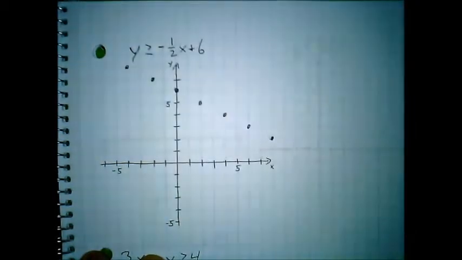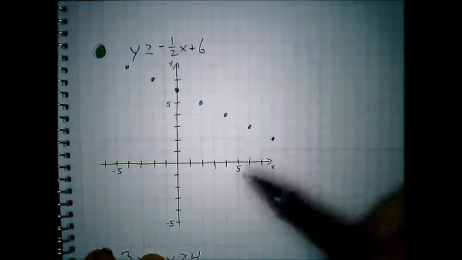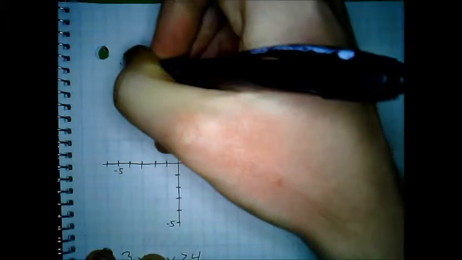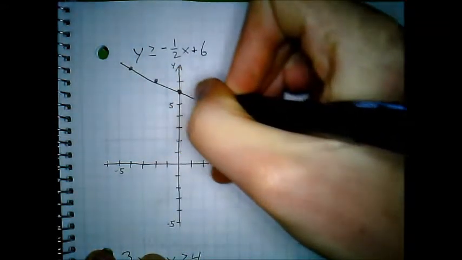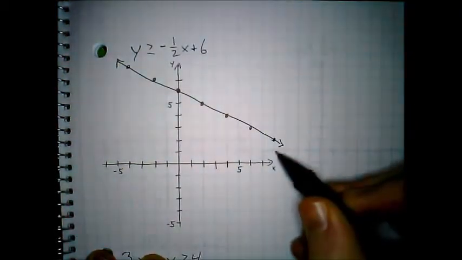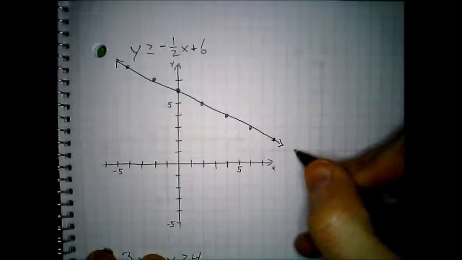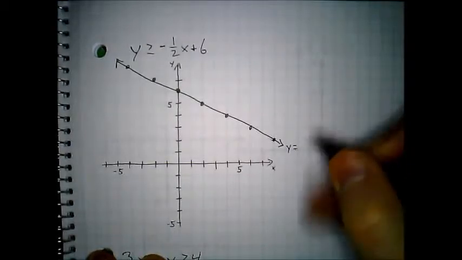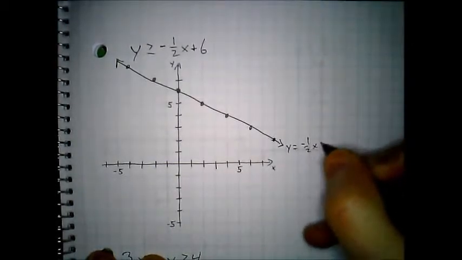Now is this going to be a solid line or a dashed line? Solid, because we look at our inequality. This is greater than or equal to, so we also care about when y equals negative 1/2 x plus 6. And we draw our line neatly through these points. This is a solid line. This is our boundary line. Again, this is when y equals negative 1/2 x plus 6.